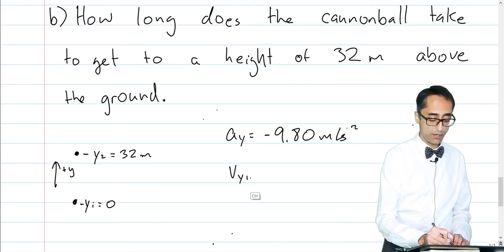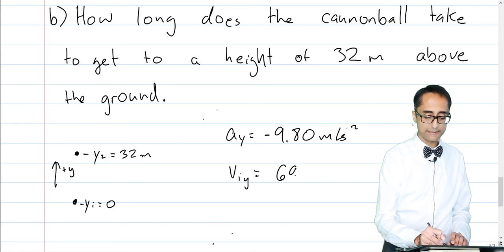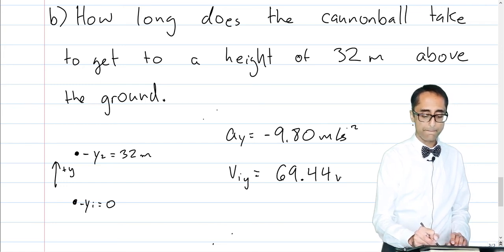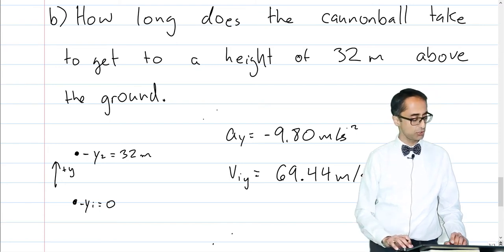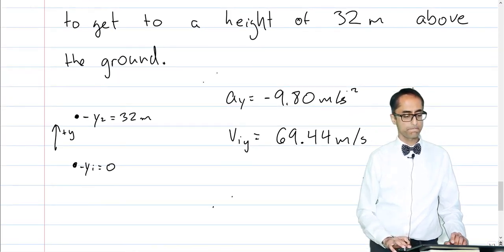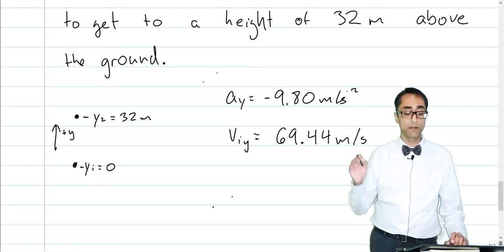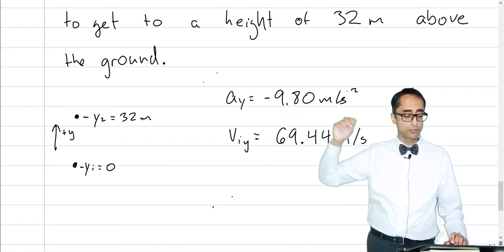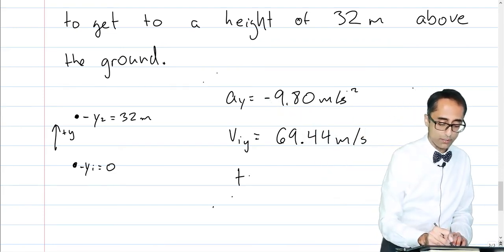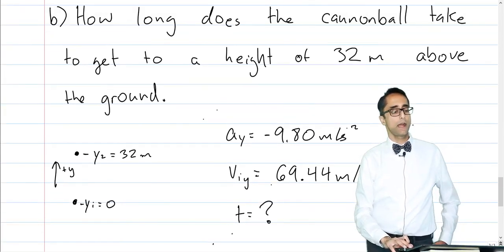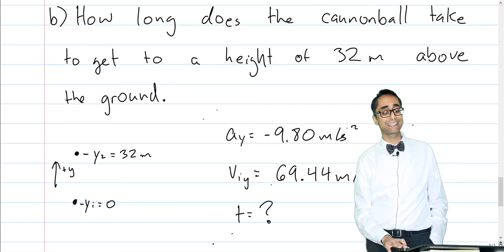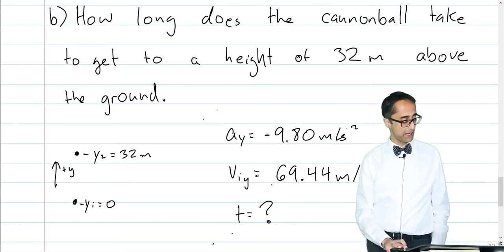We still have our initial velocity in the y direction of 69.44 meters per second. We don't know what the speed is, right? So we don't have our speed at y2, but we're not asked to find it, nor do we have it, and so it's time that we're looking for. How long does the cannonball take to get to that specific height?